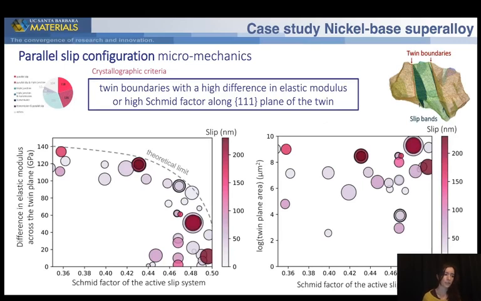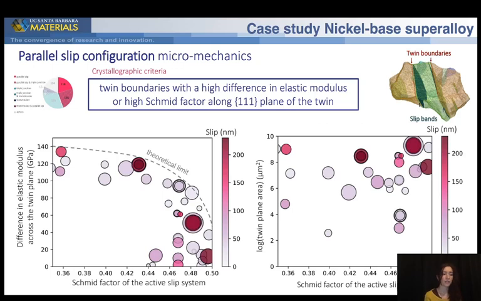As I said previously, the slip bands in parallel slip configurations are in the vicinity of twin boundaries. And these boundaries separate two crystal orientations which have a specific orientation relationship, and therefore, they likely possess different elastic moduli. A high difference in elastic modulus across a boundary is actually likely to trigger stress concentrations. When investigating this kind of thing, we can think of another common parameter that we usually use for studying plasticity, which is the Schmid factor.